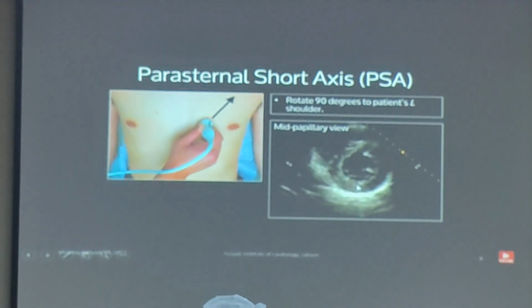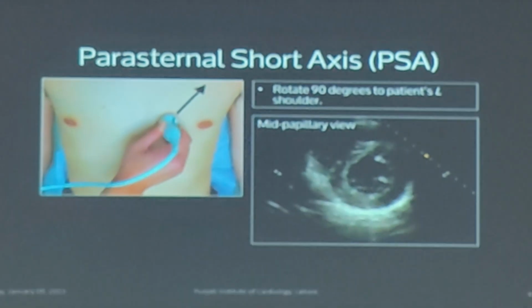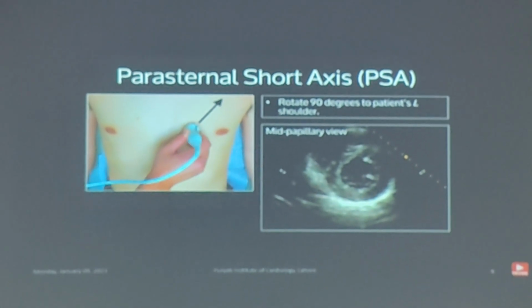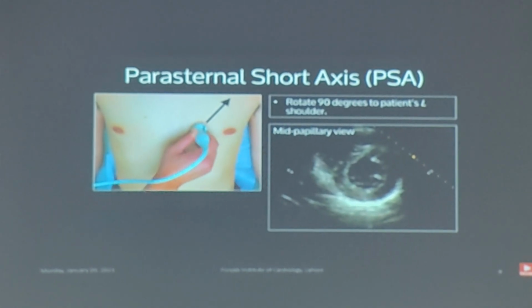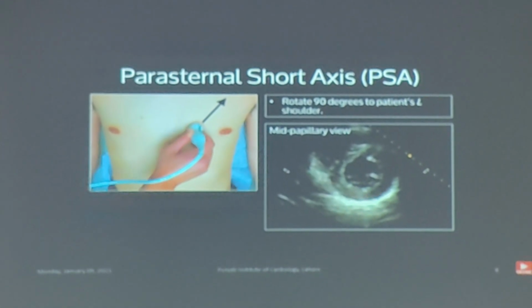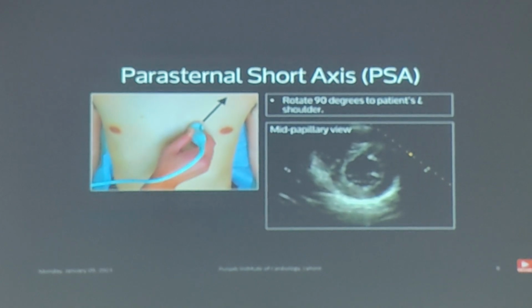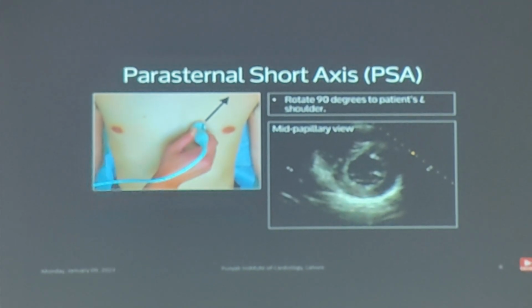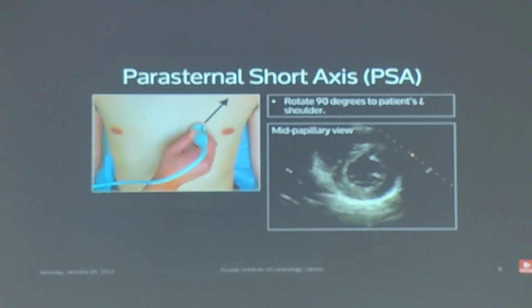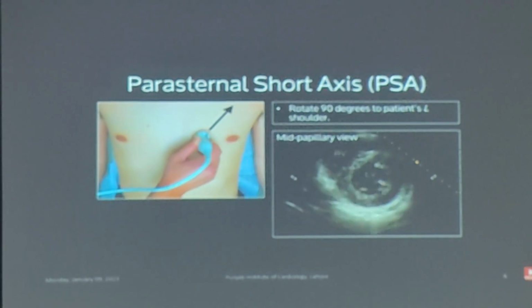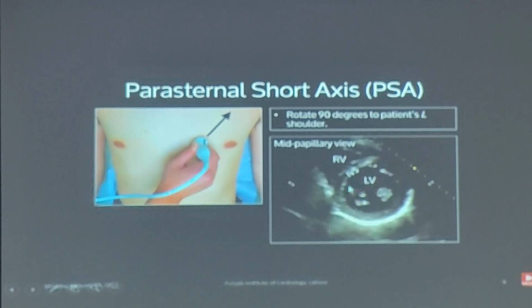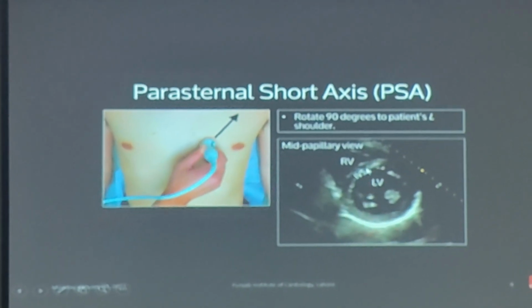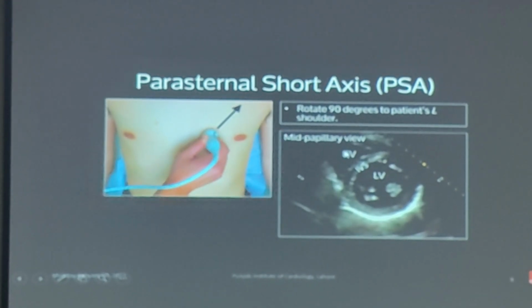The short axis view has three levels. We can look at the heart in the short axis at the basal level, the mid papillary muscle level, and the apex level, which give us very good information about the structures we are looking at here. If you can see, this is the mid papillary view, these are the papillary muscles, this is the interventricular septum, and this is the RV.